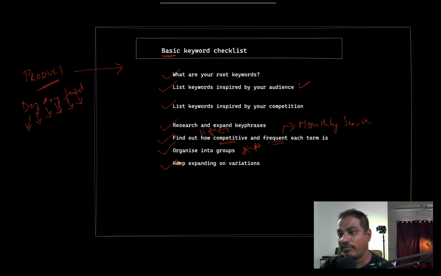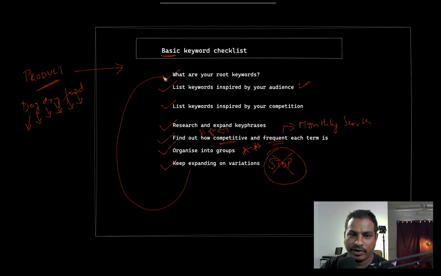Keep expanding on variations. Now, never stop. You cannot stop, right? Because your job is to find more and more keywords, optimize them, weed out things which are not needed, keep things which are doing well, and expand on those which are doing well. So basically, guys, this is a continuous game. It goes in circles. You cannot ever stop and say that I've reached an optimum stage where I don't have to find any new keywords. That situation will never come.